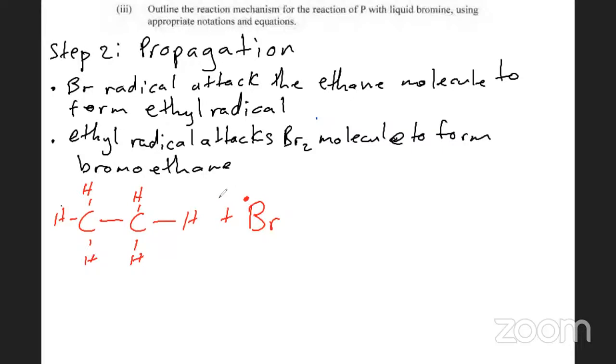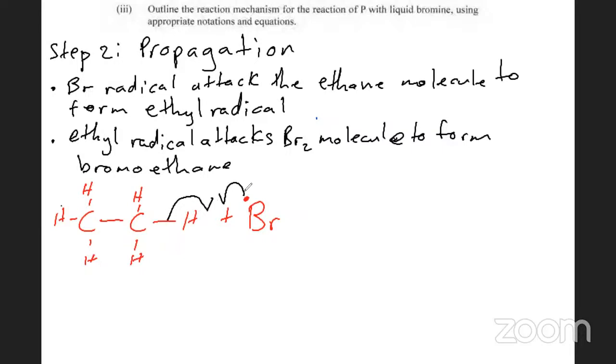Now, even though we use the word attack, all we are going to actually illustrate is to draw a fish hook over the plus sign, all right? So remember, the radical has one unpaired electron, and any movement of a single electron, we use a fish hook. And remember, every single bond has two electrons in it. Your carbon to hydrogen bond, it is going to break homolytically, which means that the hydrogen is taking its one electron.